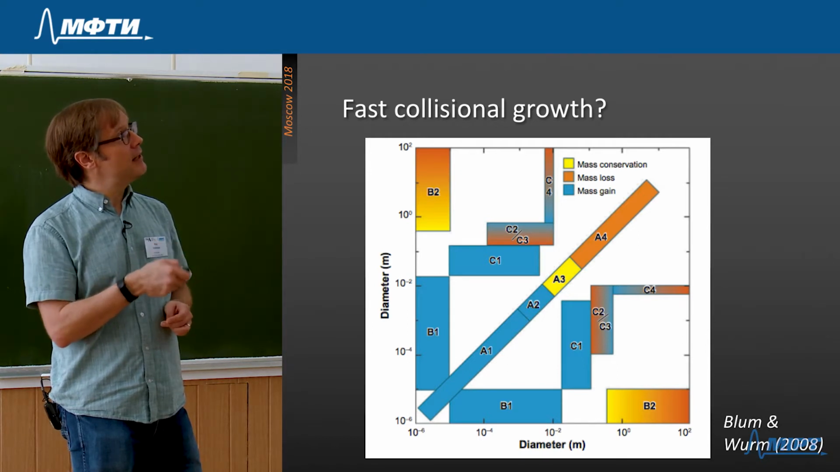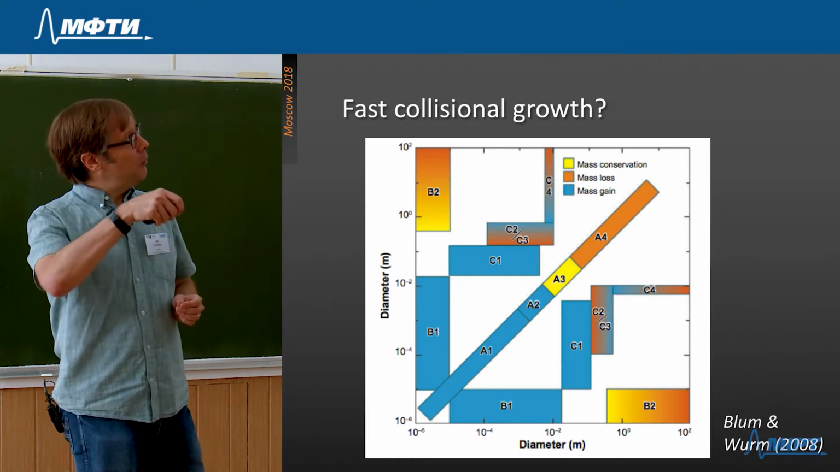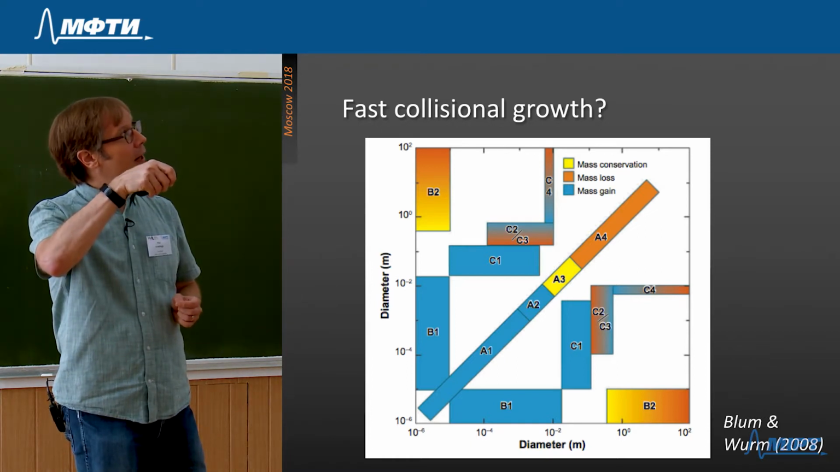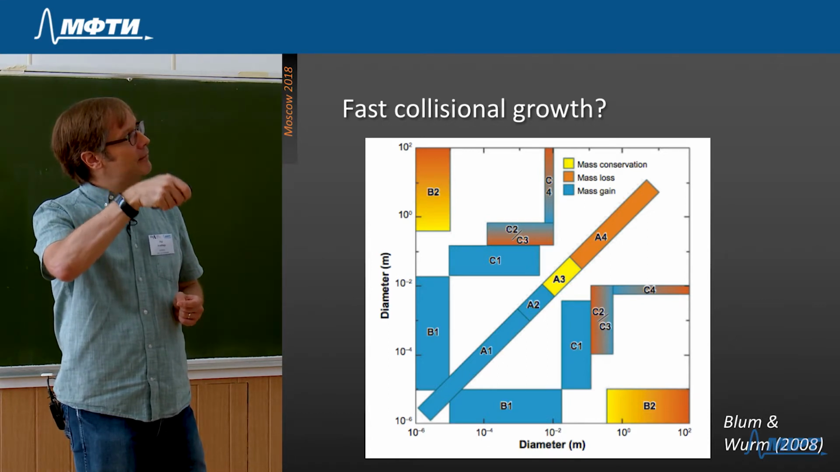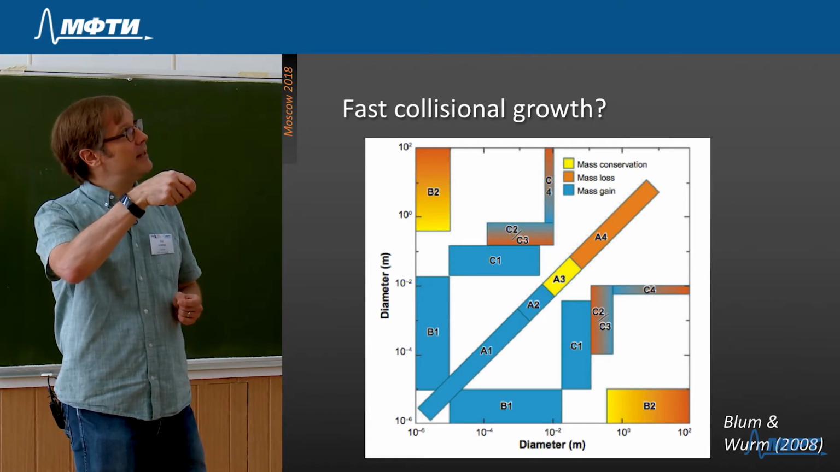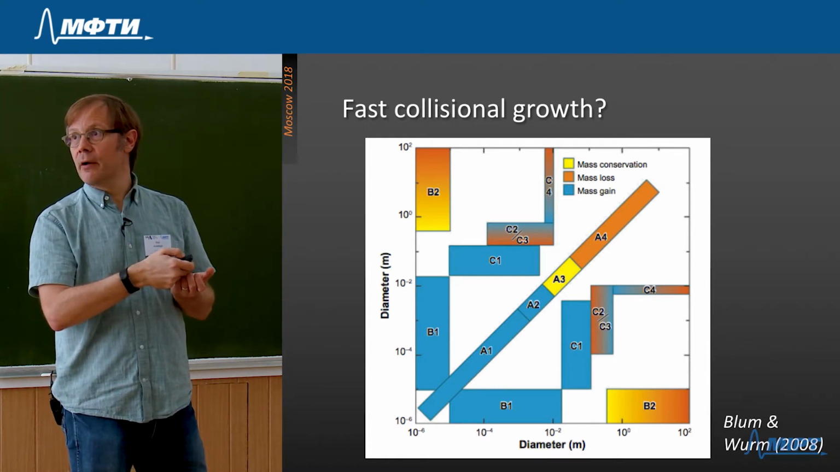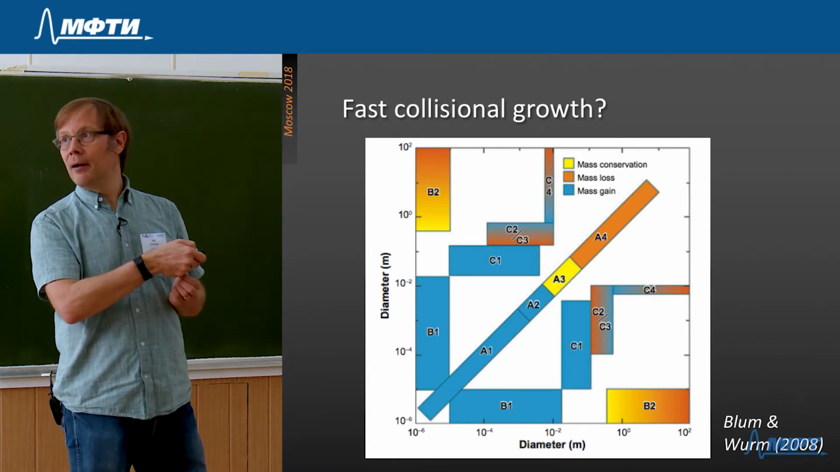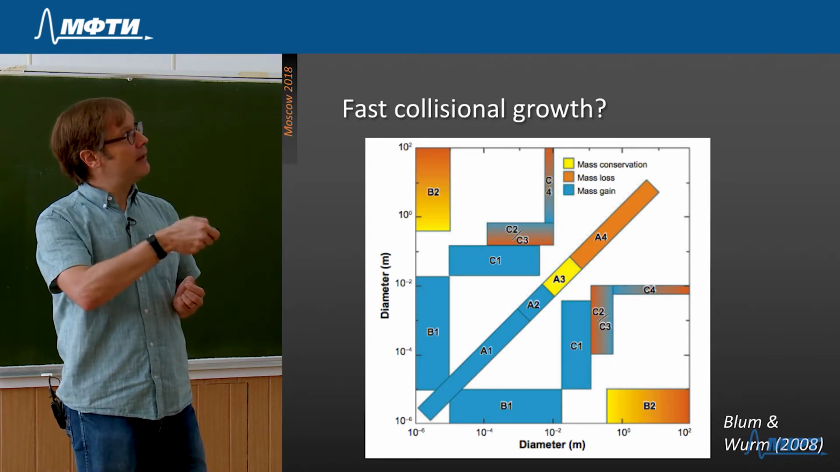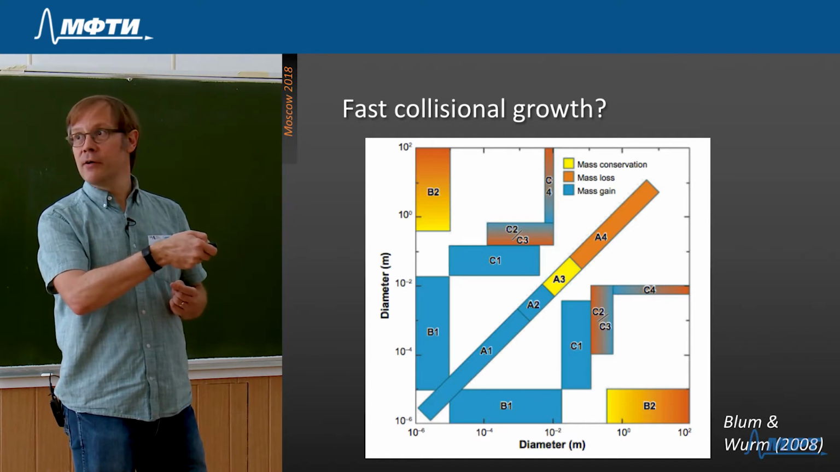However, for larger objects, as you can see, there's a lot of red in this diagram. So if you imagine things are going via collisions of equal mass objects, then you'd be going diagonally in this diagram. Everything's good until you get to about 10 to the minus 2 meters, about a centimeter, and then you're encountering these yellow and red regions where the collisions wouldn't lead to growth. Okay? Now maybe you think you can bypass that with very unequal mass collisions, so you start to go vertically or horizontally in this diagram, but then again you're reaching these orange regions.